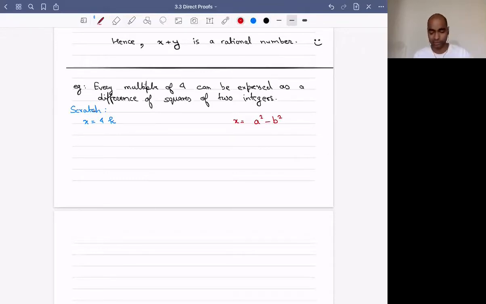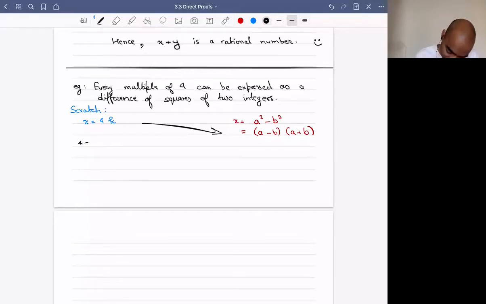What can you do? How can you start with something that is 4k and get something that is a square minus b square? I don't know. So we play around with something. The right-hand side, sorry, the conclusion looks like something which can be simplified. So I can express this as a minus b times a plus b. Now, how can I go from 4k to that? And the real answer is try things out, guess, and maybe you can find the solution. Okay, so let's try guessing.